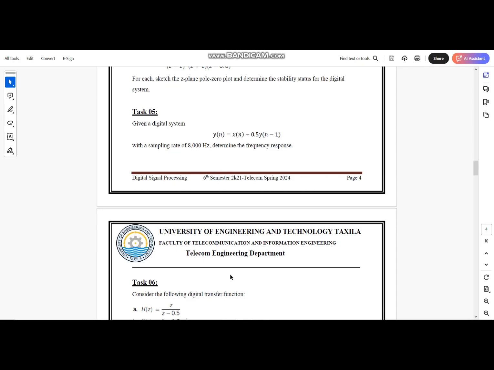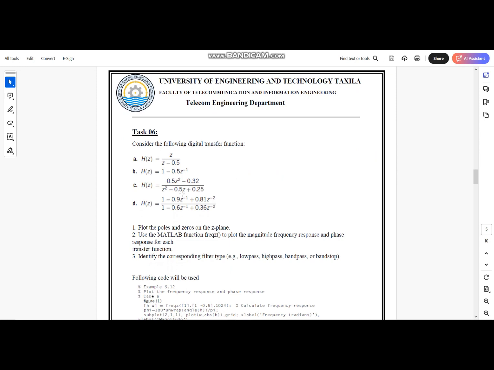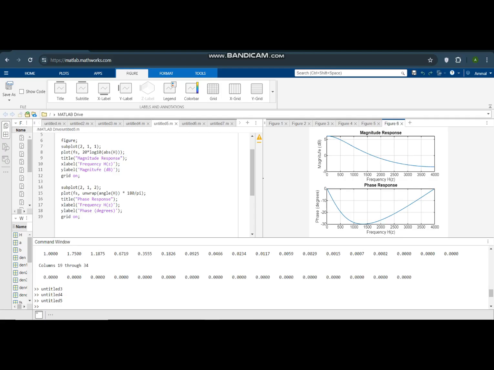Then comes task 6, which is about plotting the poles and zeros on the z-plane. Use the MATLAB function freqz to plot the magnitude response and phase response for each transfer function, and then identify the corresponding filter type: low pass, high pass, band pass, or band stop. Let us see the MATLAB code for it.